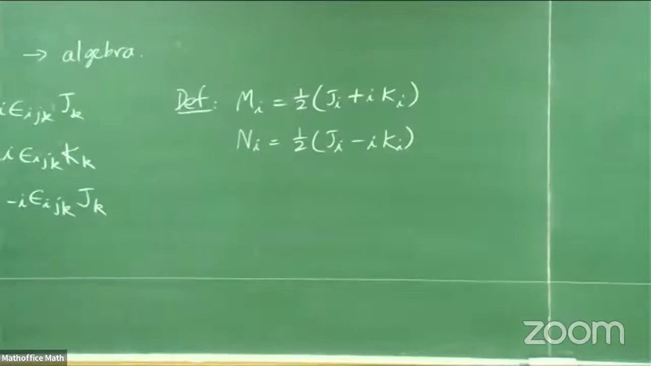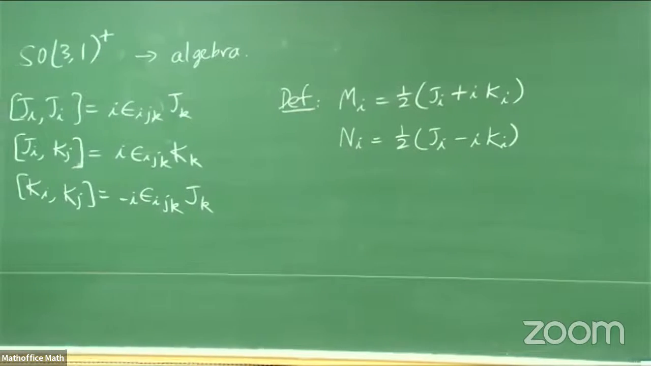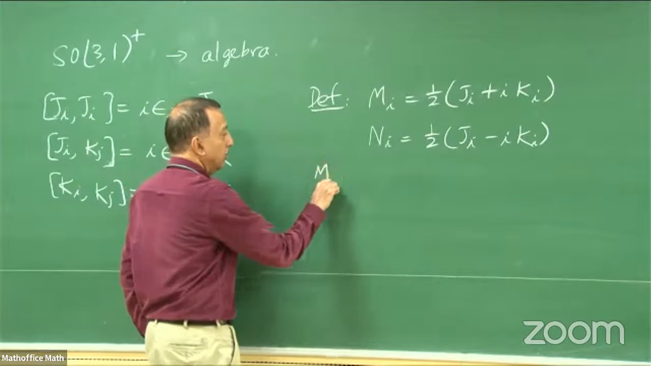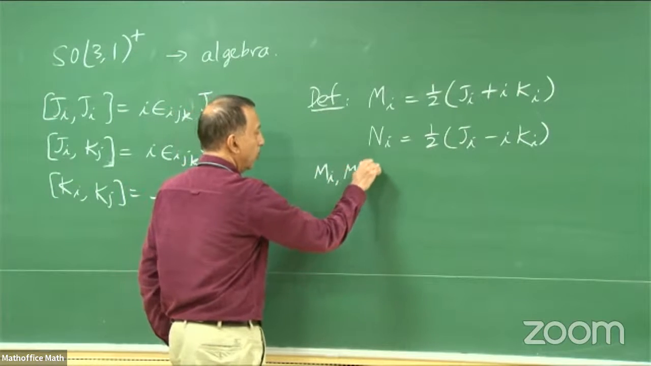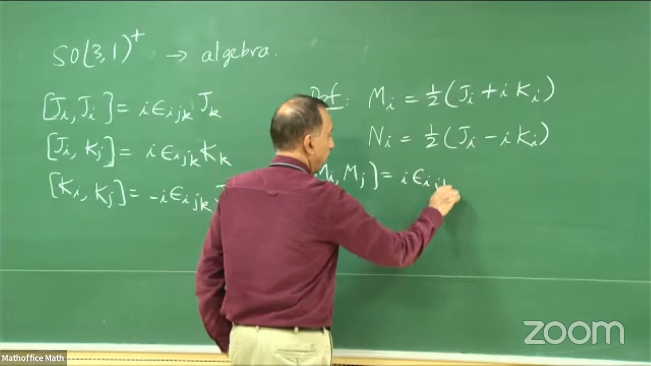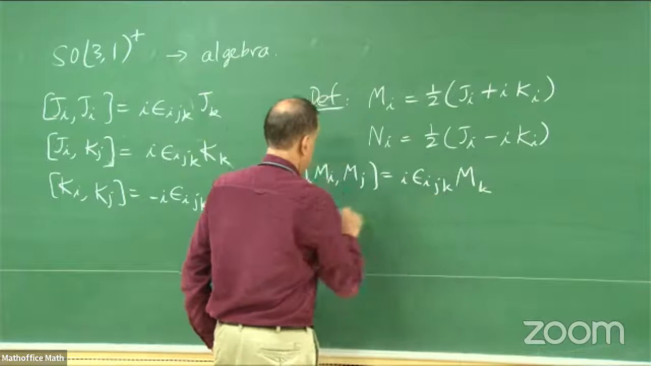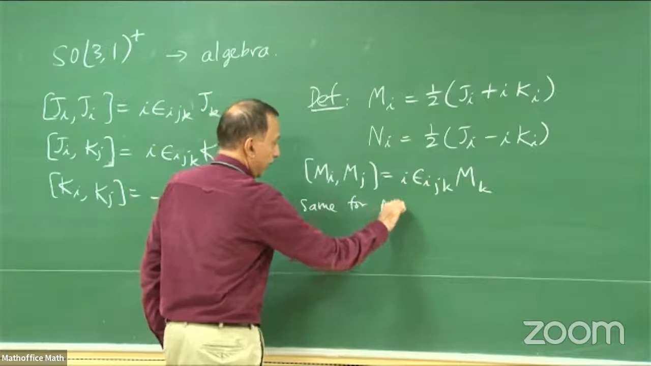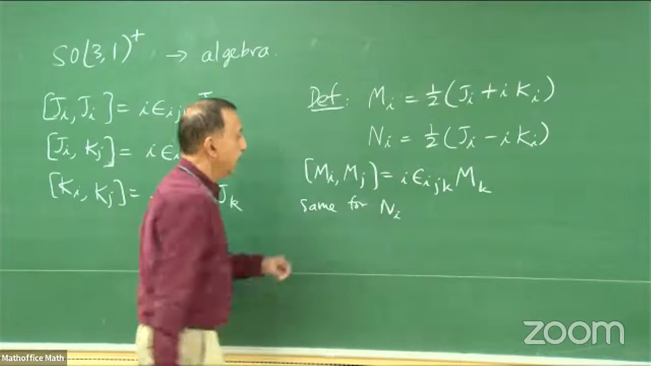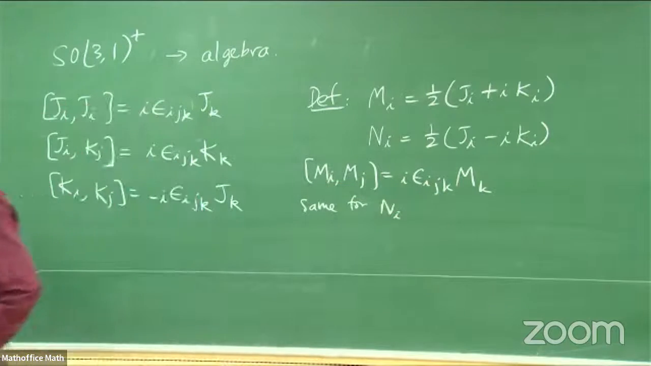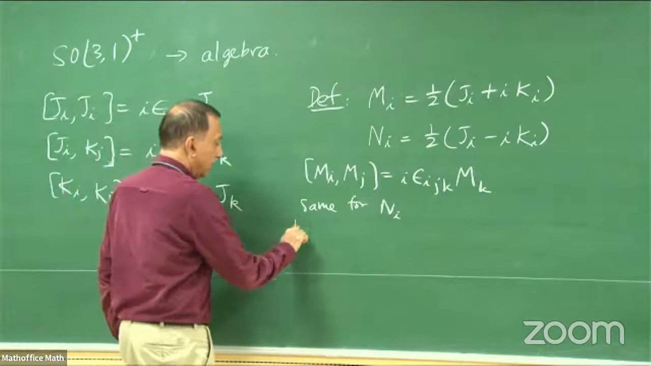However, we can use these combinations to label things, to label representations, because each of them forms an SU(2), so they are decoupled SU(2)s. So N_i N_j also gives me N_k. All right.